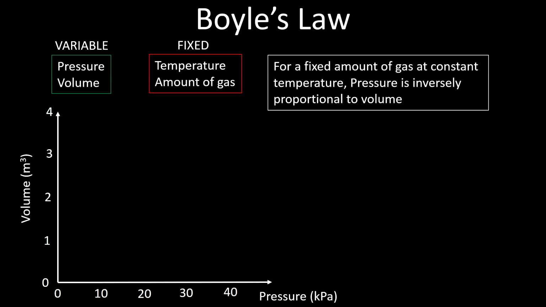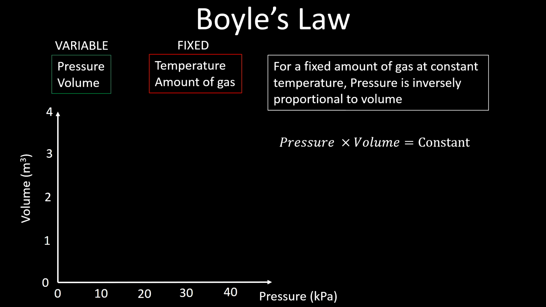Okay, so what Boyle's law says is that for a fixed amount of gas at constant temperature, the pressure is inversely proportional to the volume. And what that means is that if we double the pressure, we will halve the volume. That makes sense because we know that if we put a gas under more pressure, it's going to be compressed and the volume will decrease.